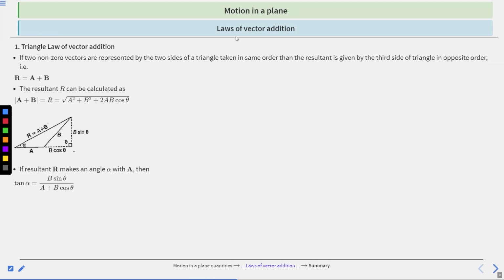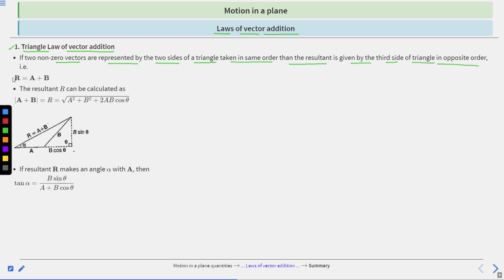Next is laws of vector addition. First is the triangle law of vector addition. If two non-zero vectors are represented by two sides of a triangle taken in the same order, then the resultant is given by the third side of the triangle in the opposite order.